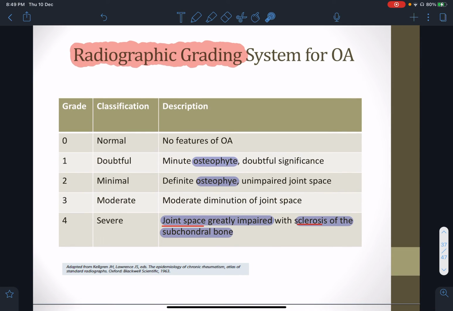Radiographic grading system for osteoarthritis. If you look at the radiograph and you're doubtful, not sure if the patient has a small osteophyte, and you don't find anything significant, then you can grade it as 1. If you're sure that you found an osteophyte, but the spaces between the joints are unimpaired, then you grade it as 2.